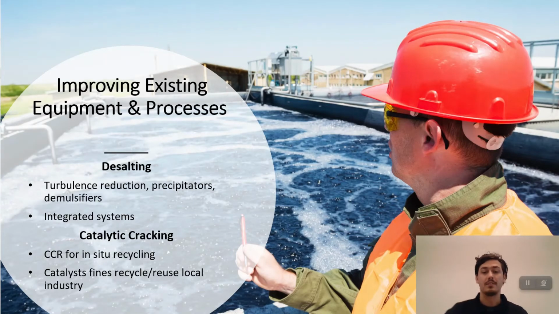Reducing turbulence in the desalting phase minimises sludge buildup and can also be reduced by precipitators and demulsifiers. An integrated system with reduced tankage is a key opportunity in minimising sludge. However, if tanks are used, mixers should be applied to mitigate solid settling. Catalytic regeneration reformers can be installed for in situ recycling of catalyst material, and catalyst fines can be recycled, reused in local civil applications.